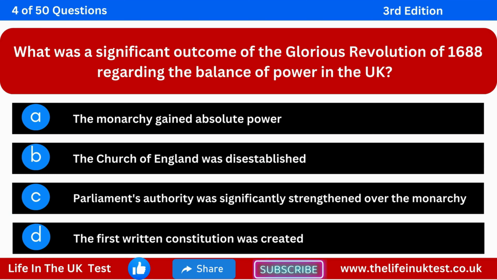What was a significant outcome of the Glorious Revolution of 1688 regarding the balance of power in the UK? Option A, the monarchy gained absolute power. Option B, the Church of England was disestablished. Option C, Parliament's authority was significantly strengthened over the monarchy. Option D, the first written constitution was created.